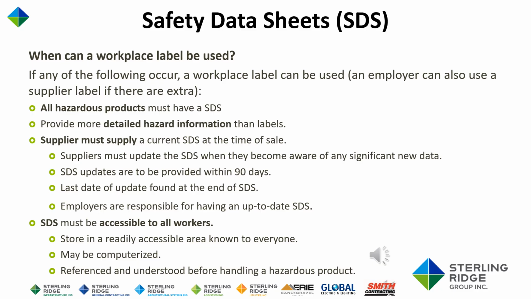All hazardous products must have an SDS, which provides more detailed hazard information than labels. The supplier must supply a current SDS at the time of sale. Suppliers must update the SDS when they become aware of any significant new data. SDS updates are to be provided within 90 days. The last date of update is found at the end of the SDS.